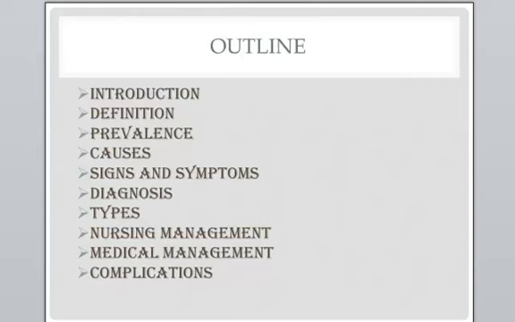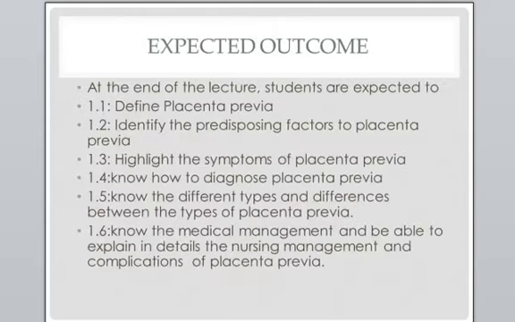And how do you diagnose placenta previa? You have to know that too. We'll talk about that. What are the types? We have different types of placenta previa. We want to talk about the nursing management. How do you manage it? The medical management and the aftermath, the effects, the complications of placenta previa. So what will happen if it's not properly treated or is mismanaged? We are going to talk about that too. And the expected outcomes.